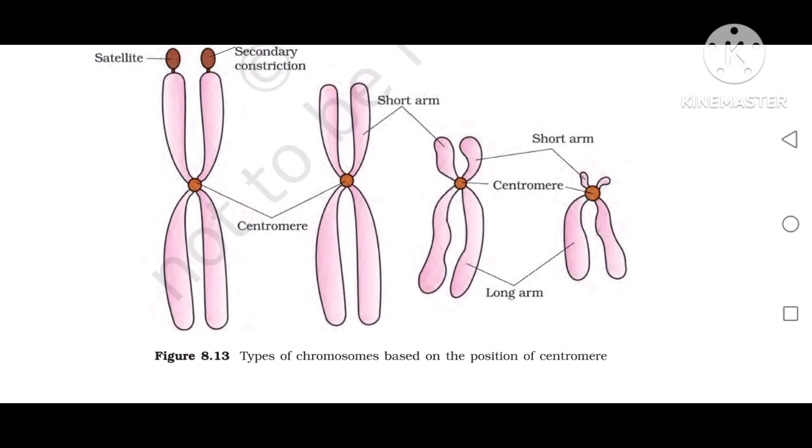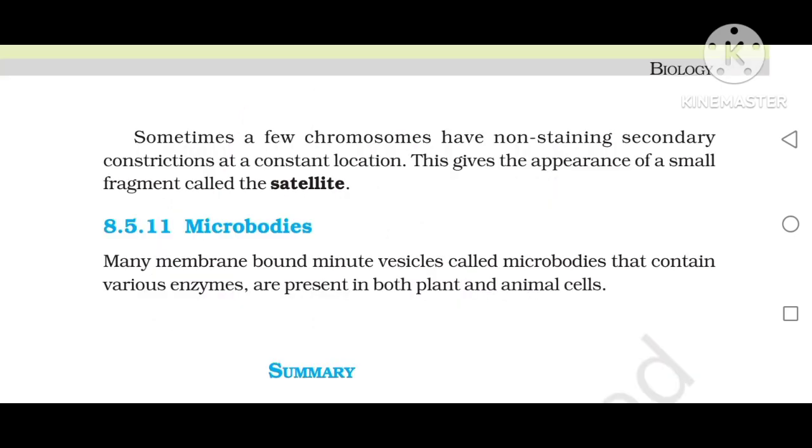Figure 8.13. Types of chromosomes based on the position of the centromere. First, metacentric, satellite, secondary constriction. Second, submetacentric, one short arm, one long arm. Third, acrocentric. Fourth, telocentric. Sometimes a few chromosomes have non-staining secondary constrictions at a constant location. These give the appearance of a small fragment called the satellite.